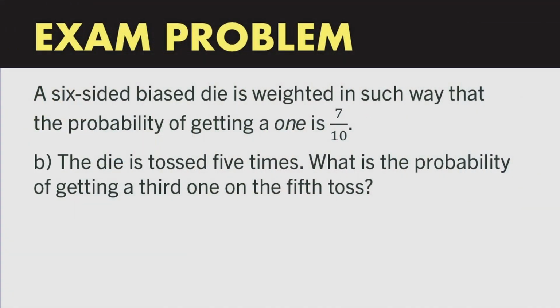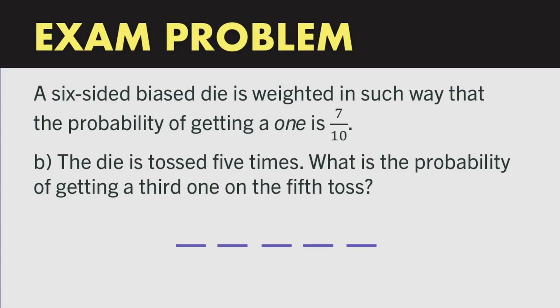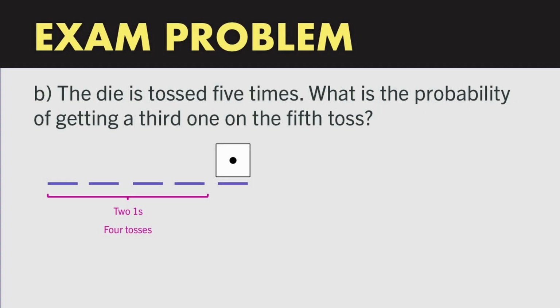Now let's go to part B of this problem. It says, the die is tossed 5 times. What is the probability of getting a third one on the 5th toss? There are a lot of things to analyze here before we start calculating. So we know that the die is tossed 5 times. We want to get a 1 on the 5th try, and that one needs to be the third one we got. We need to think of getting the other 2 ones in the first 4 trials, and then take into account that we get a 1 in the 5th try.